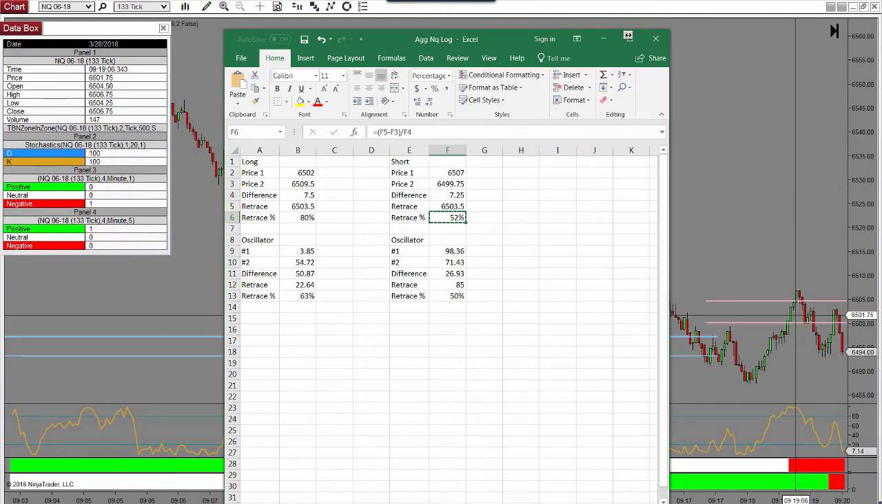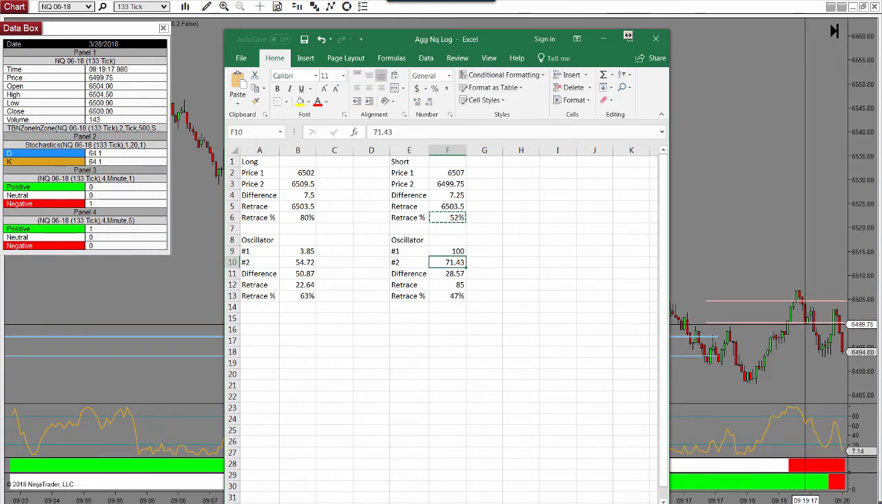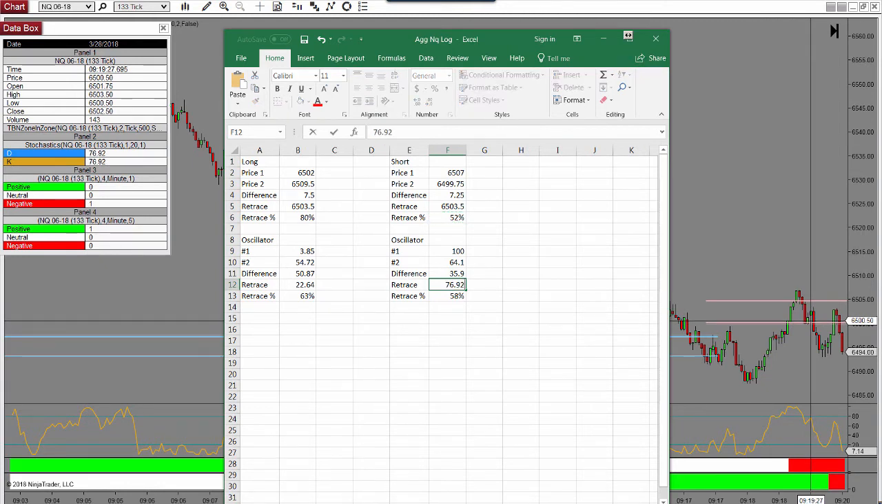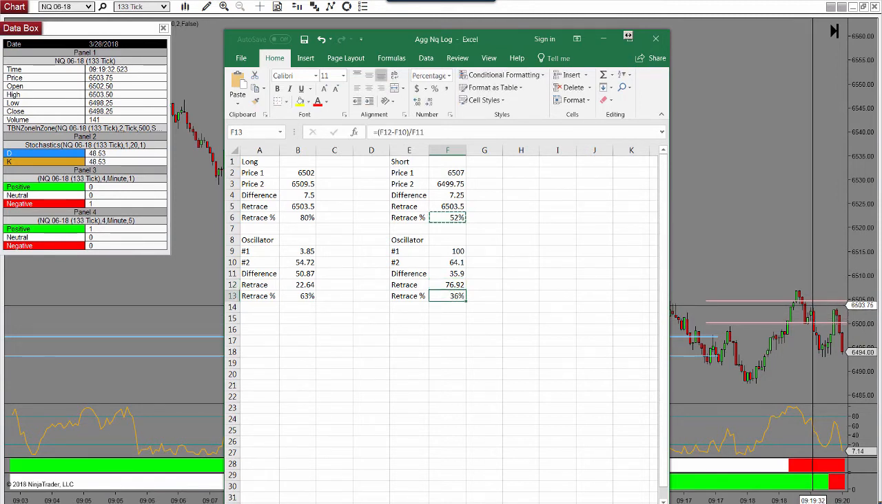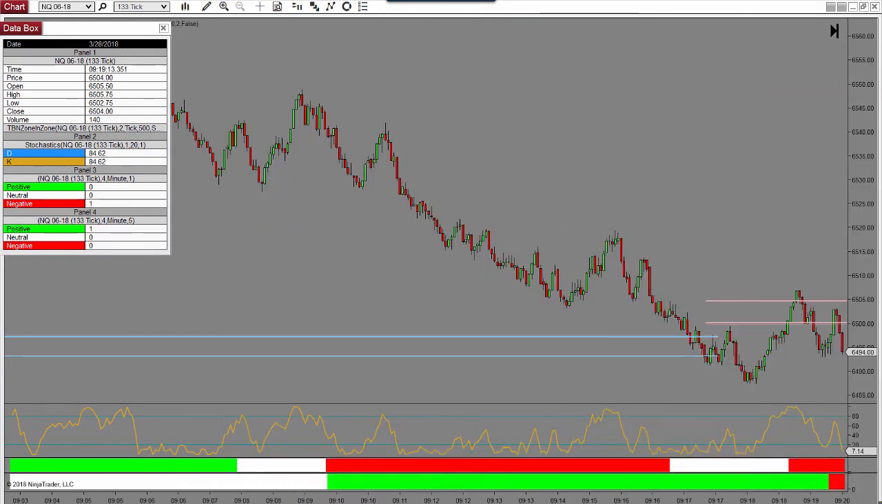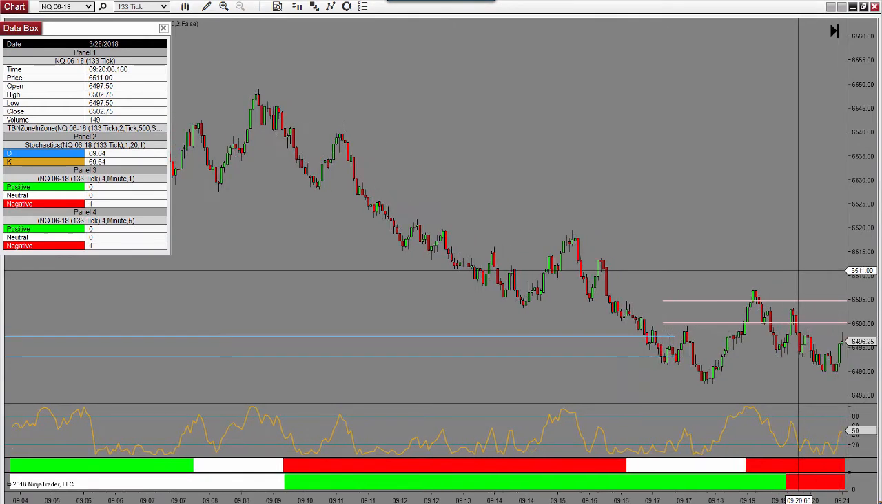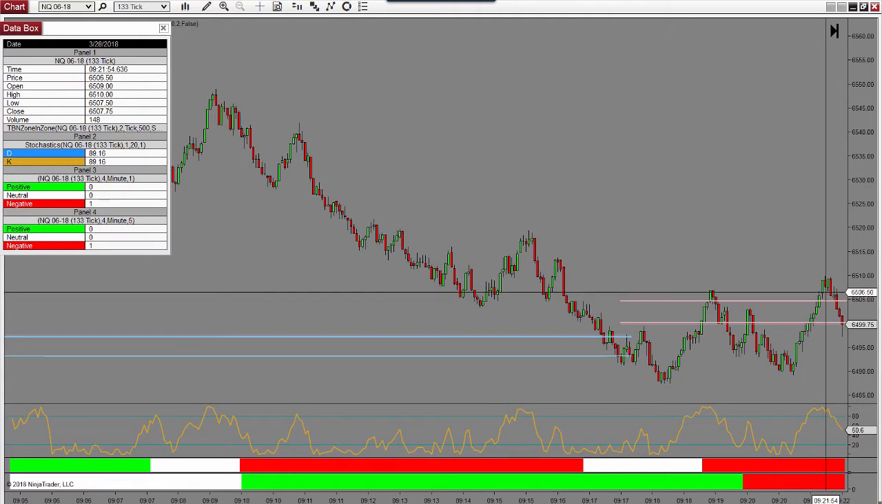So here's my green bar to the left of the first down red. It's at 100. And 76.92. Okay, so price retraces 52% and the stochastic retraces 36%. So the answer is yes, we do have retracement divergence, so I would take a trade here, and we'll just see what happens. Okay, stopped out.